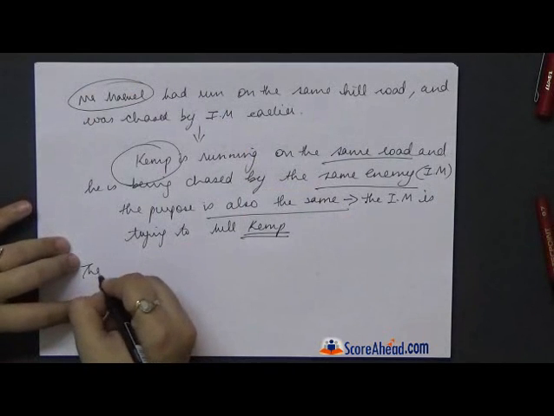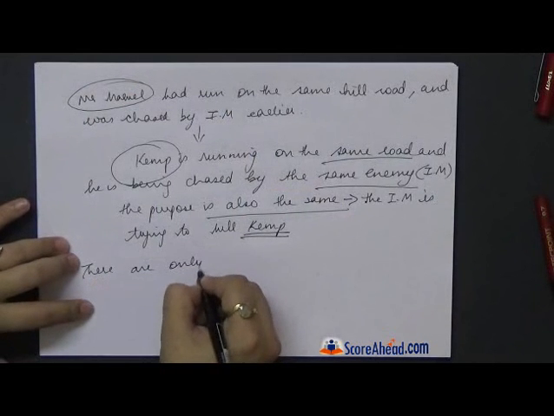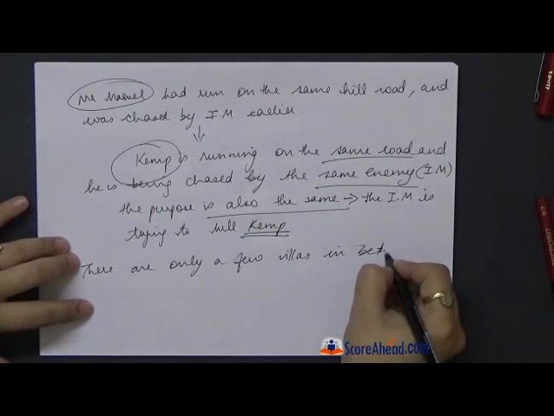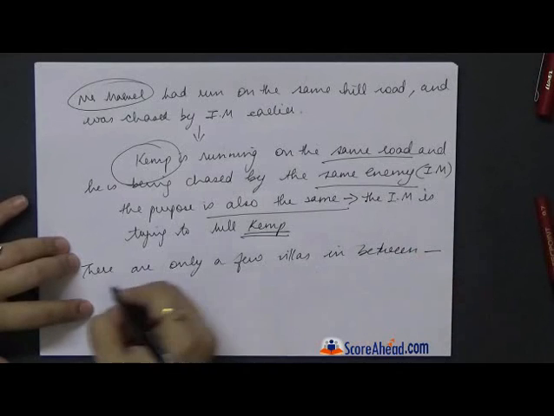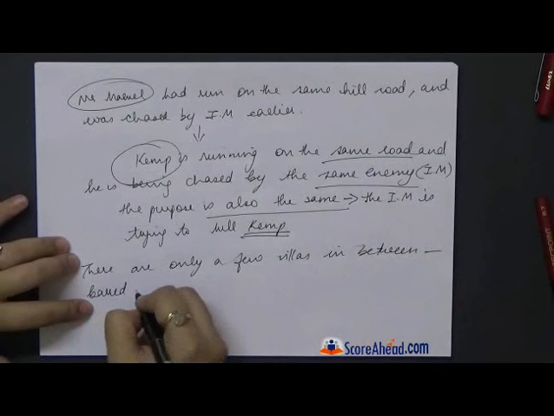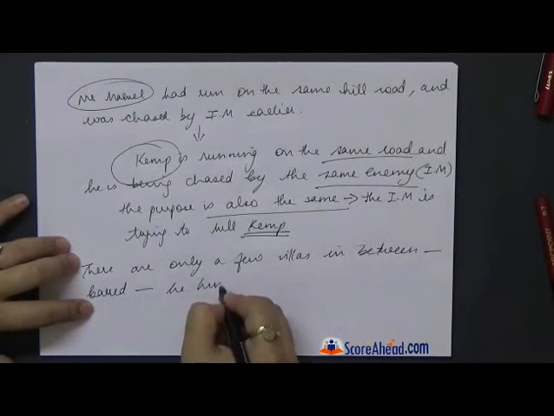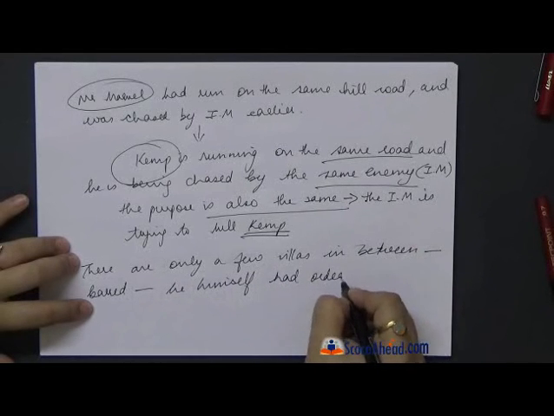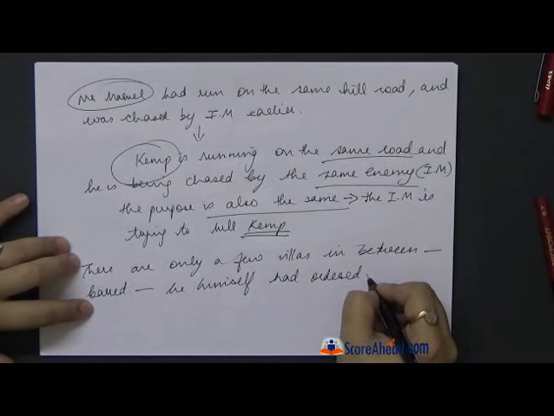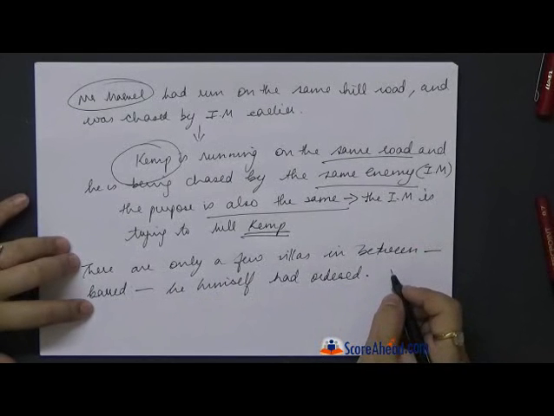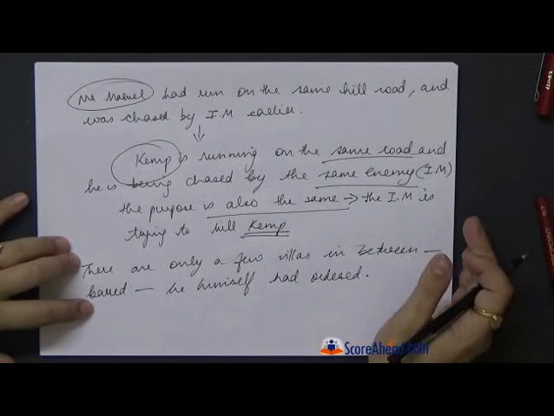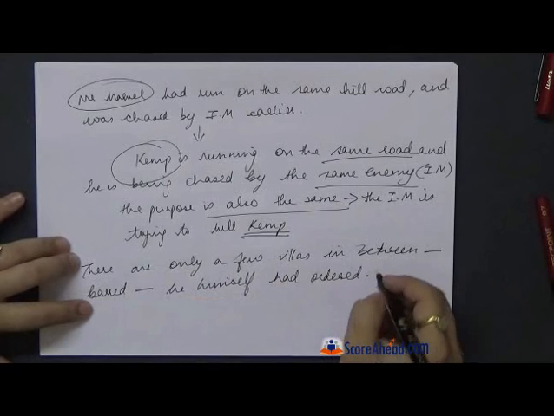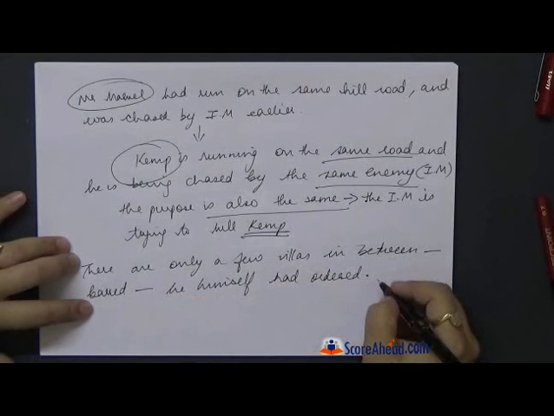And there are only a few villas in between, but he cannot enter any of these villas because they are shut and barred. If you remember, he himself had ordered that all houses must be shut and the gates should not be open, because he wanted the invisible man not to enter any of the houses. And now, because these houses are shut, even Dr. Kemp is not able to get any shelter in those houses.